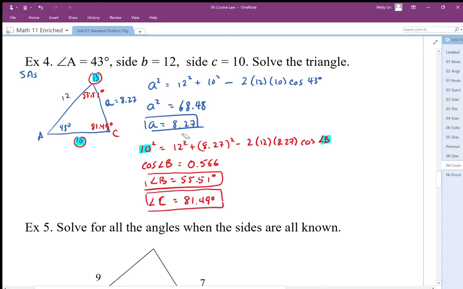Okay, so there's my unknown side, my other two angles. I found one angle. I could use maybe sine law here, but I use cosine law to solve for that angle. And then the third angle, I can just deduce that third angle.